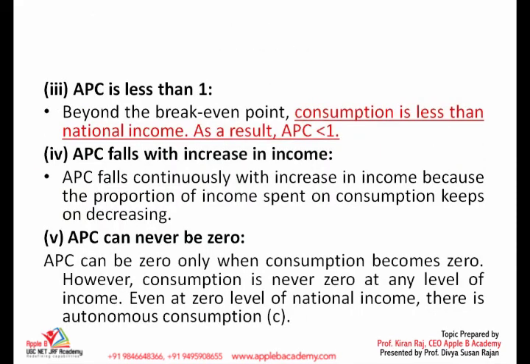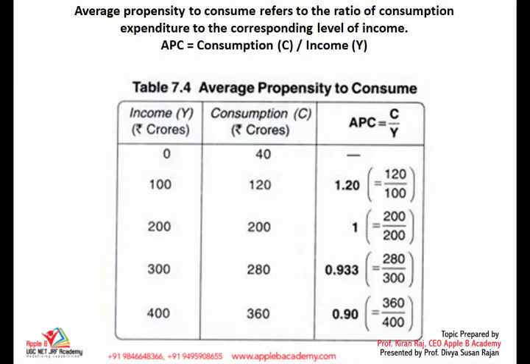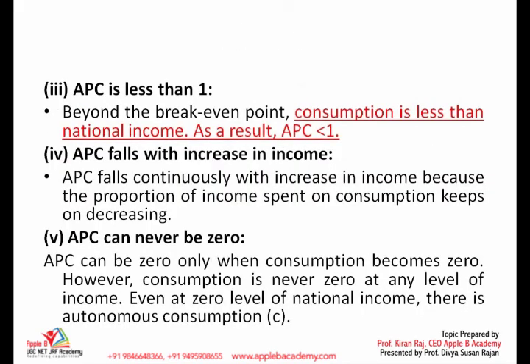APC will be less than 1 beyond the break-even point, wherein the consumption is less than national income. So the points 0.93 and 0.90 are the points where APC is less than 1. And the fourth feature: APC falls with the increase in income. APC falls continuously with the increase in income because the proportion of income spent on consumption keeps on decreasing.